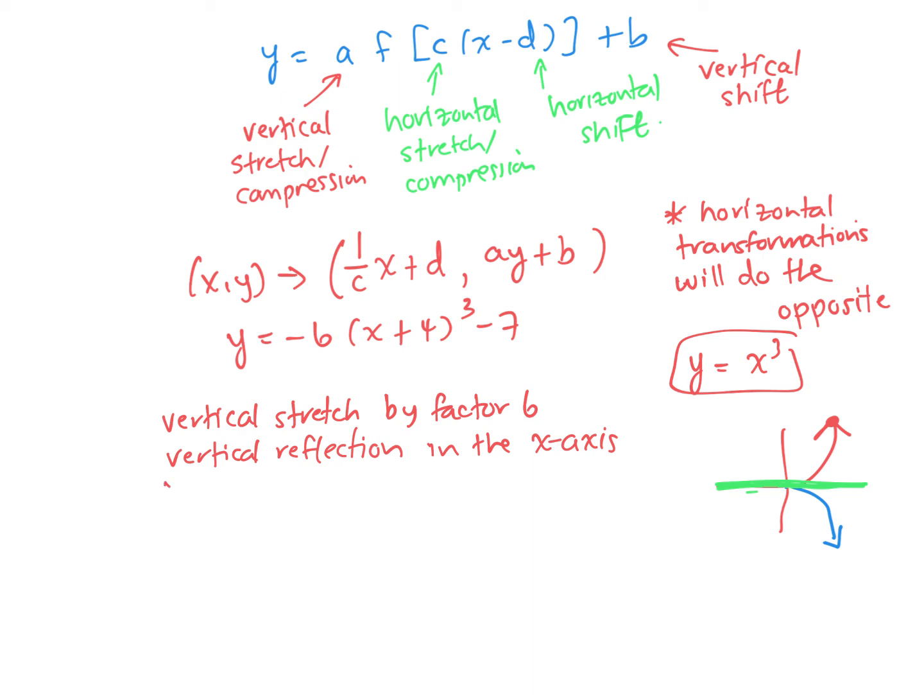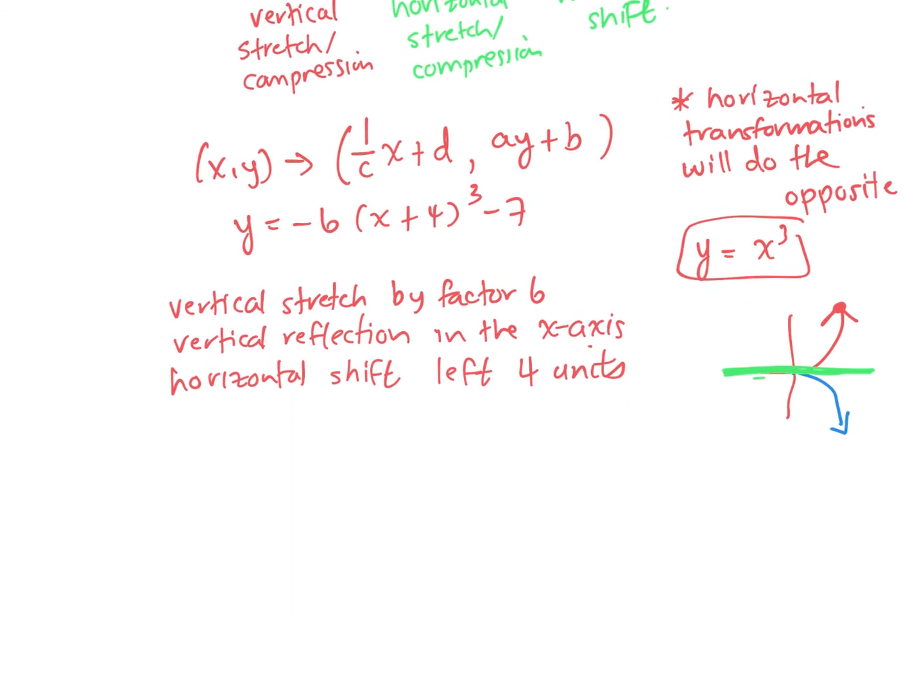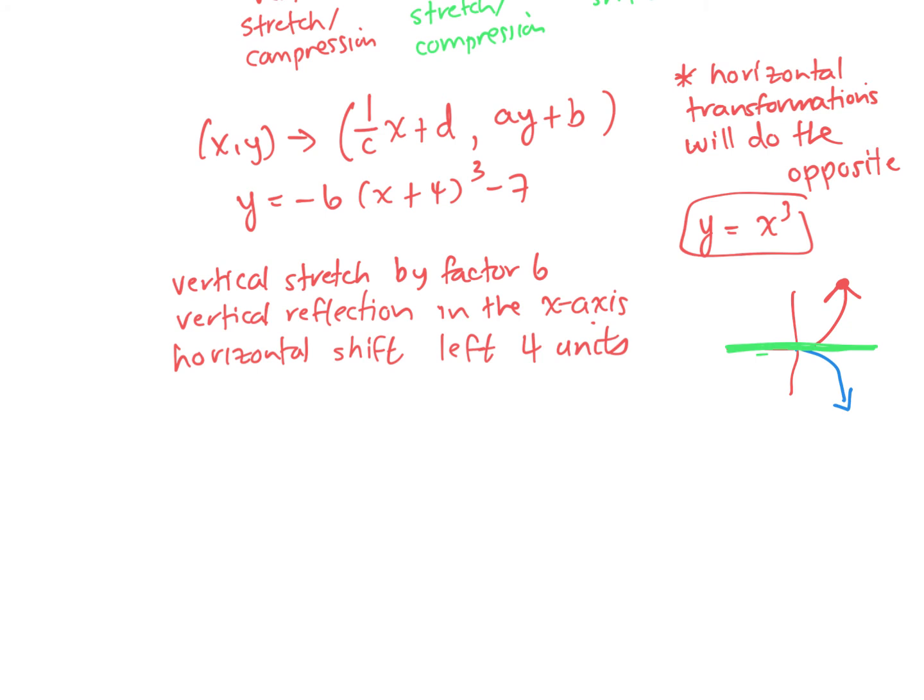The 4 is inside the bracket, so it's horizontal. It's added, so it's a shift. And remember, x does the opposite, so it's going to go left 4 units. So it's not going to go right, it's going to do the opposite, so it's going to go left in the negative direction. And then finally, the 7 is outside the bracket, so it's vertical. It's subtracted, so it's a shift, and it's negative, so it's down, and we say by how much.